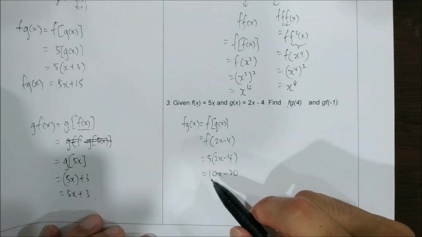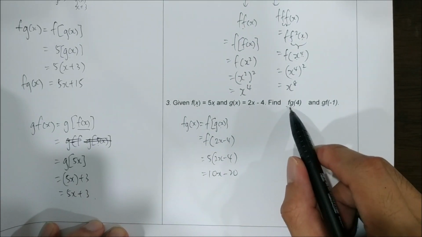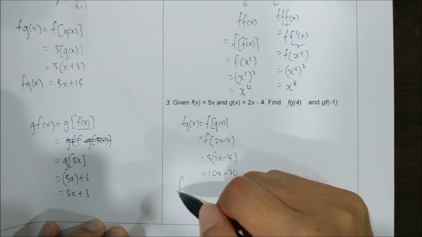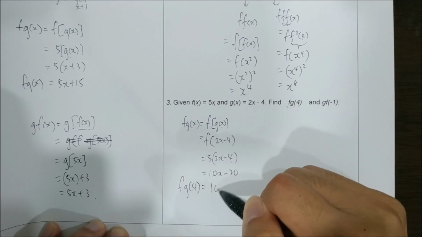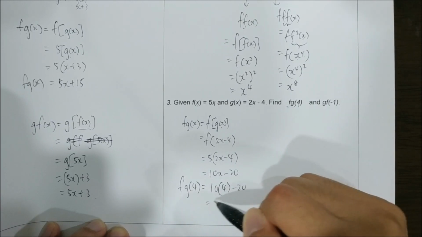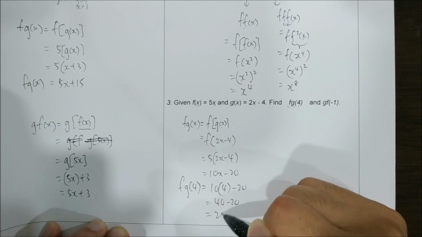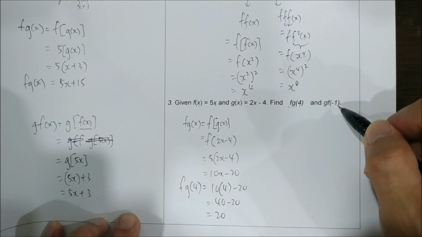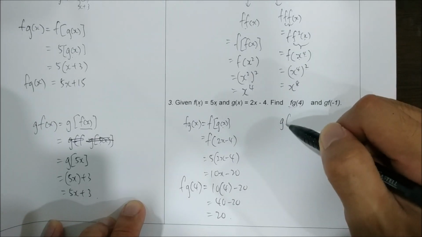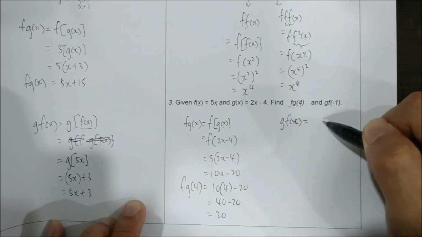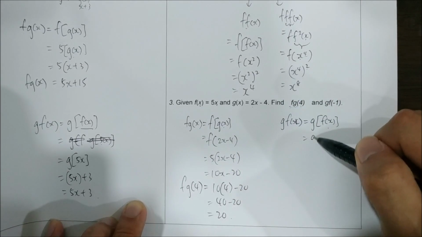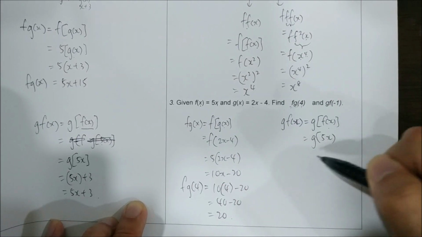After we find the composite function, then we can find the composite function with the object 4. The value of x is 4 now. So fg(4) equals 10 times 4 minus 20, you get 40 minus 20, which is 20. That will be the answer. Now we come to this gf(negative 1). So again, from here, we need to know that this is actually this. So we replace the f(x) with the 5x, you get 5x.